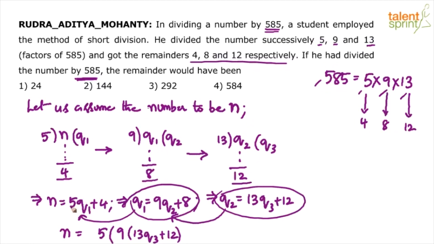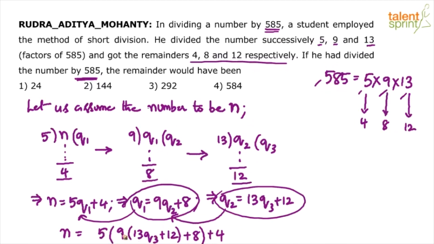So I've got 5 into q1. q1 is equal to 9 q2 plus 8. So q2 is 13 q3 plus 12, plus 8. Right? This is substituted in 5 times there, and plus 4. You're able to follow? Substitute q2 in this place and substitute q1 in this place. So when you substitute q2 here, what do we get? 9 times 13 q3 plus 12, so 9 times 13 q3 plus 12 plus 8. This is multiplied by 5, because 5 times q1 plus 4 is equal to n.